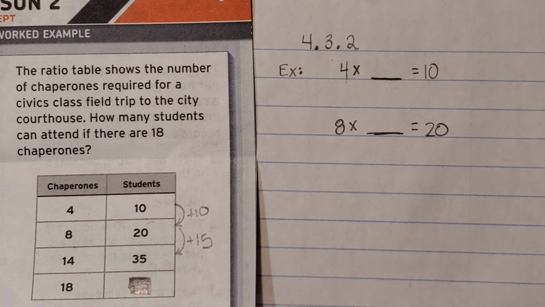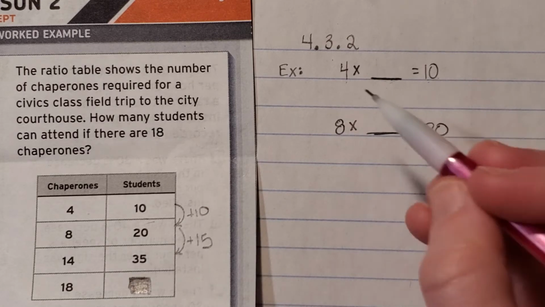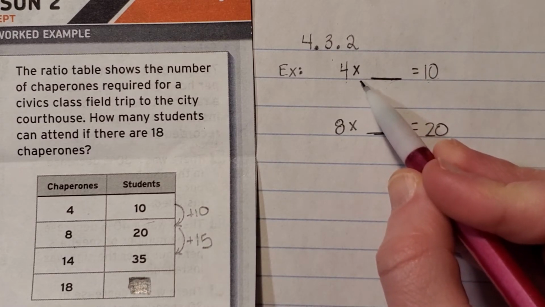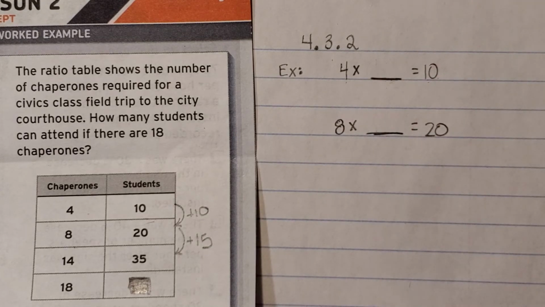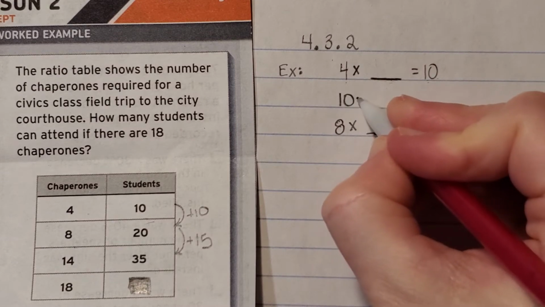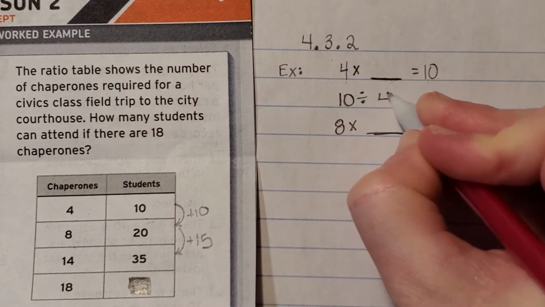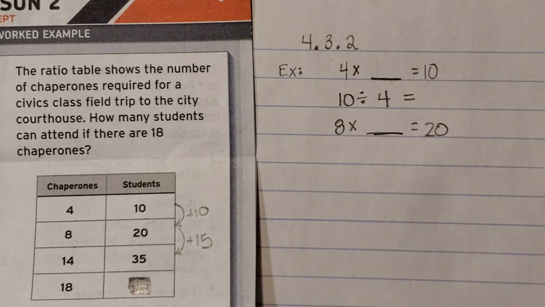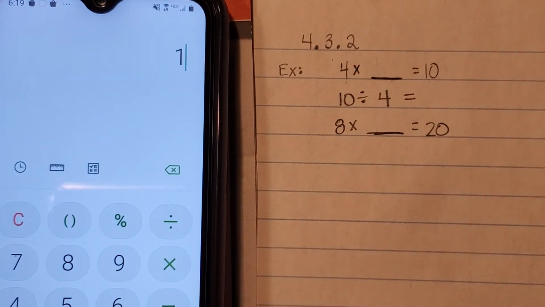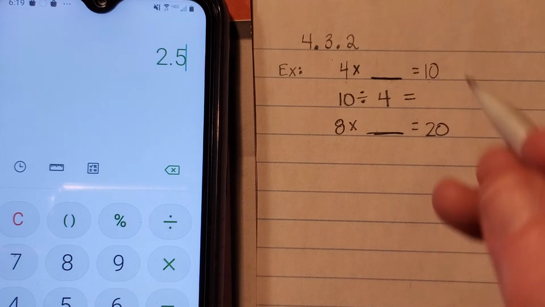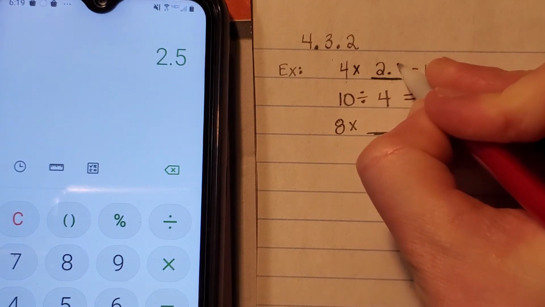So I'm going to go ahead and do the inverse or opposite of multiply, which is divide, to solve for this number. I'm going to start with my 10. And I'm going to divide by the number that I was given to figure out what that consistent pattern number would be. Reopening my calculator so I can figure that out. I'm going to clear it out, and I'm going to take 10 divided by 4, and I got 2.5. I'm going to put this 2.5 in the blank.